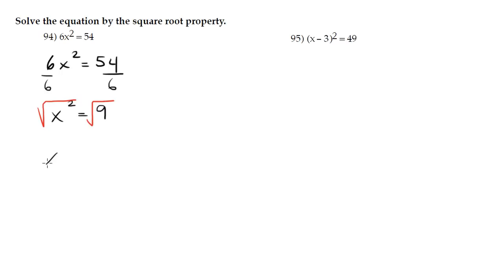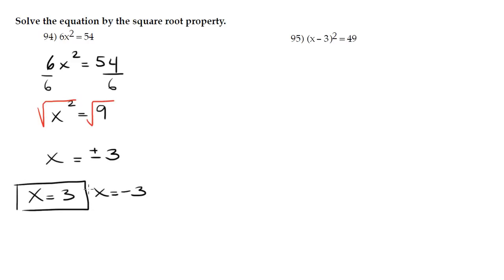The square root of x squared is x. And since I introduced the square root, it's like taking the absolute value. So we need plus or minus 3. So x equals 3, x equals negative 3. Those are the two solutions here. When you're using the square root property, just make sure you have plus or minus. Same here.